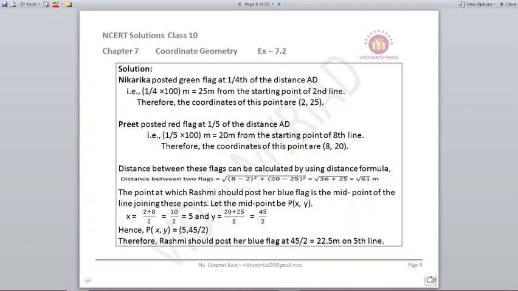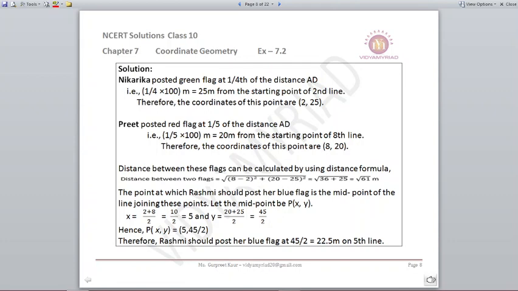We know the formula: square root of (x2 minus x1) the whole square plus (y2 minus y1) the whole square. Using this, we get (8 minus 2) the whole square plus (20 minus 25) the whole square, which is equal to square root of 36 plus 25, which comes out to be square root of 61 meters. So this is the distance between the two flags.